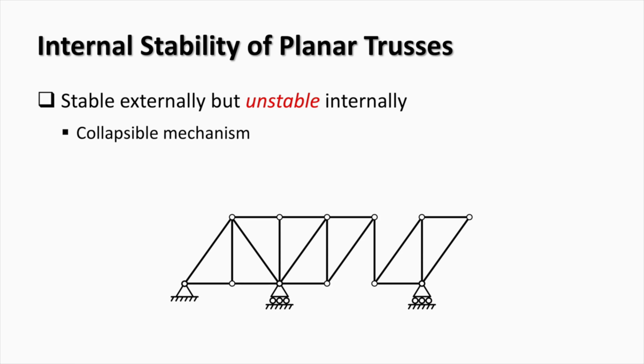The truss shown on this slide has 4 reaction forces, which are not concurrent. Therefore, this truss is stable externally. The inspection of the bar arrangement shows that this is a compound truss made of 2 simple trusses connected by only 1 bar. This type of connection is not sufficient for stability of the right simple truss. Therefore, this truss is internally unstable.